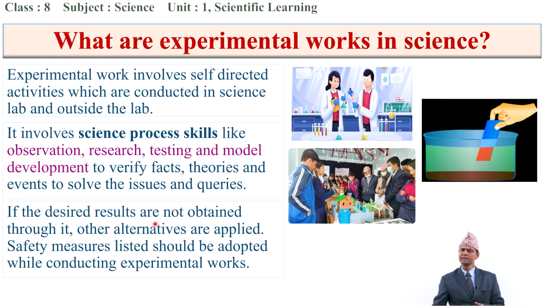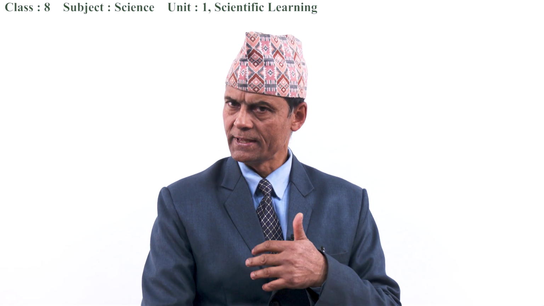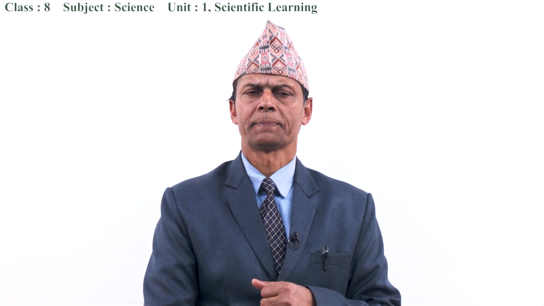If the desired results are not obtained by our activities, then other alternatives are applied. Safety measures listed should be adopted while conducting experimental work. Many safety measures are there. We have already discussed these safety measures. While conducting this work, we have to follow these safety measures so that we can be safe and we can draw the desired result from the scientific experiment.